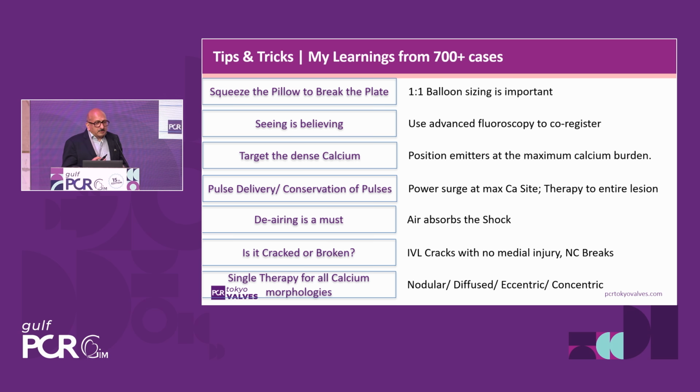So squeeze the pillow to break the plate. 1:1 balloon sizing is very important, which we do, and keep seeing under fluoroscopy or on OCT or IVUS whether the lesion is giving way or not. Target the densest part, position the emitters well. Pulse delivery should be done with conservation of pulses, but definitely do not throw the balloon. If you have more pulses, do give everything there. There is no point in keeping it.